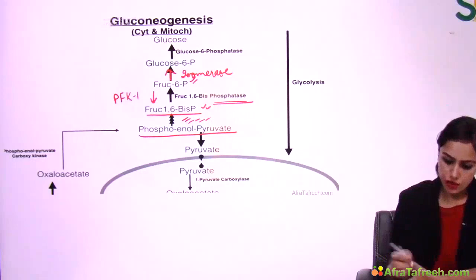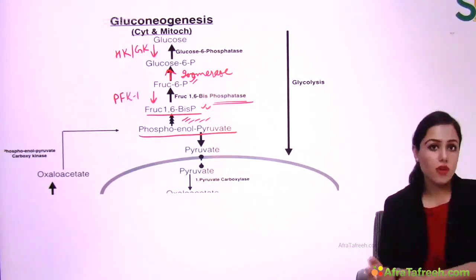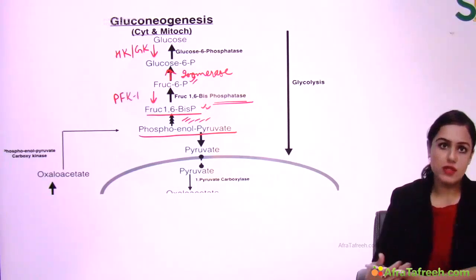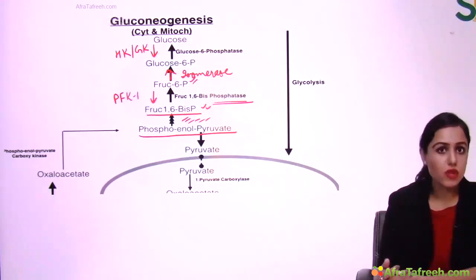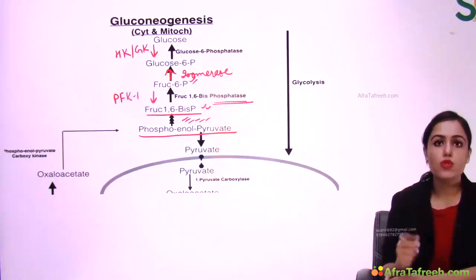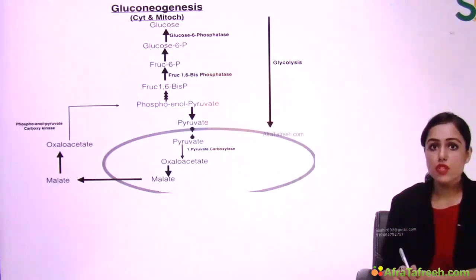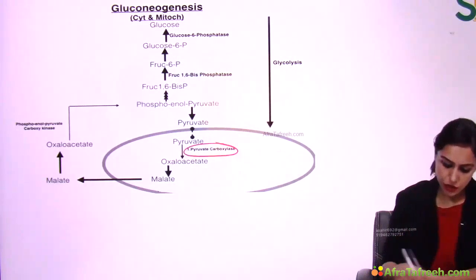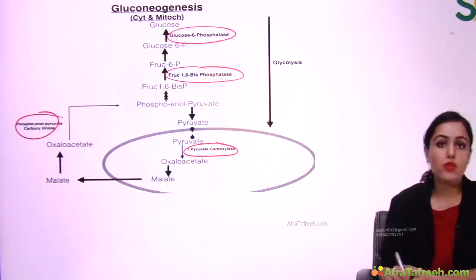Now the last step here. In glycolysis, glucose to glucose 6-phosphate was done by hexokinase or glucokinase, right? Now instead of that, we have to use a different enzyme in the opposite direction because hexokinase again is irreversible. Now in the opposite direction, we have to do glucose 6-phosphate to glucose. So again, we have to remove phosphate here. So the name of the enzyme will be glucose 6-phosphatase, right? So we have 4 special enzymes in gluconeogenesis: pyruvate carboxylase, PEPCK, fructose 1,6-bisphosphatase, and glucose 6-phosphatase.